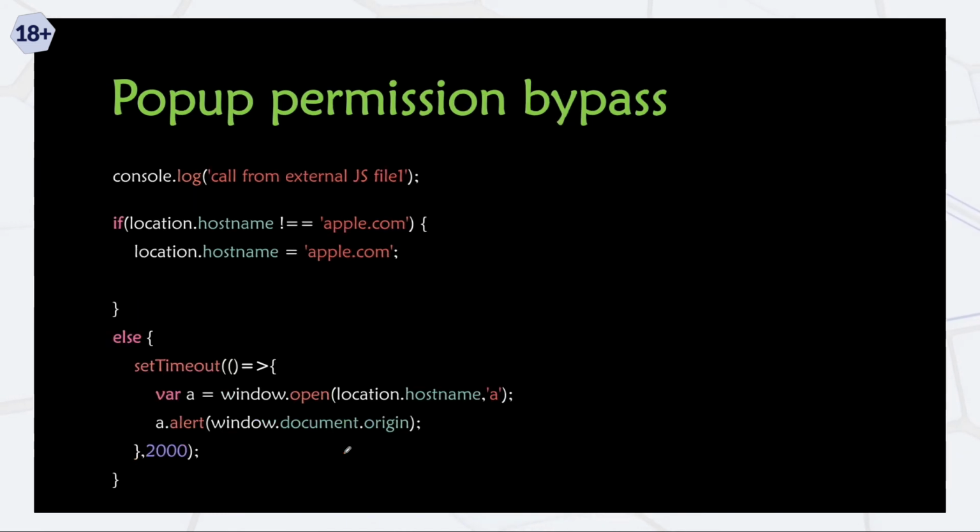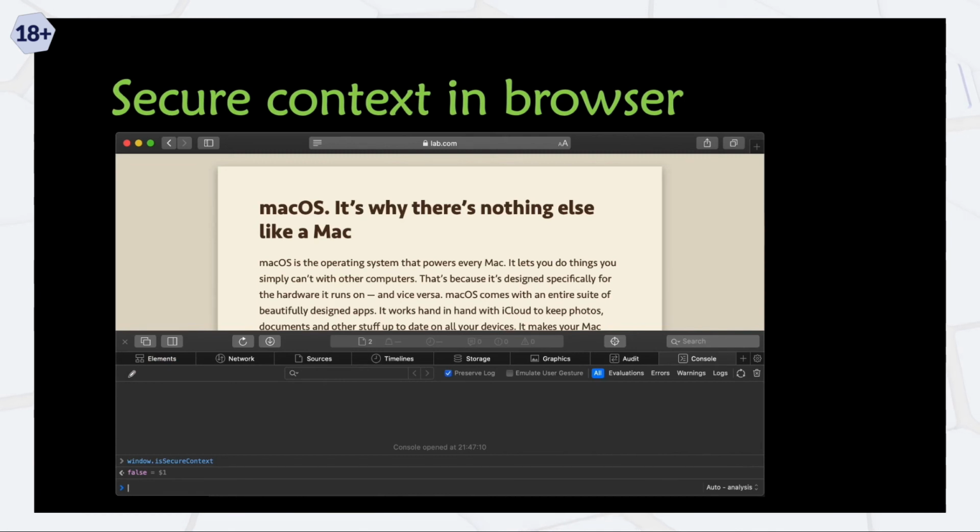Similarly, you can bypass the pop-up permission as well, again by setting the location.hostname to apple.com, and creating or popping up a new window. So this was it. Now another interesting fact is that all of the other permissions, such as video, audio, screen share or geolocation, are available only in secure contexts. And by default, Safari Reader mode is considered an insecure origin. Even if you check window.isSecureContext, it will return false, which means this is not a secure context.